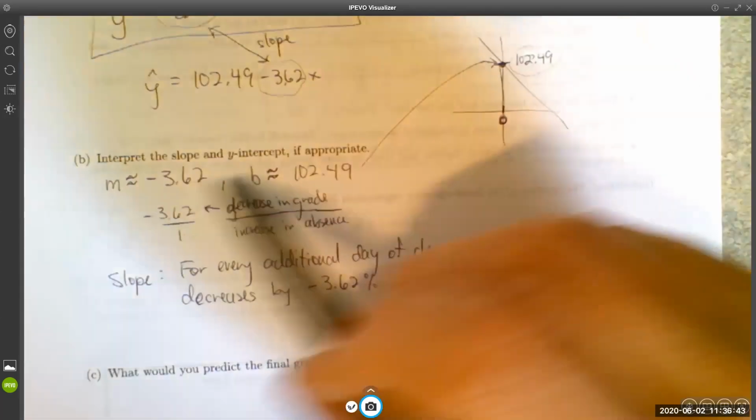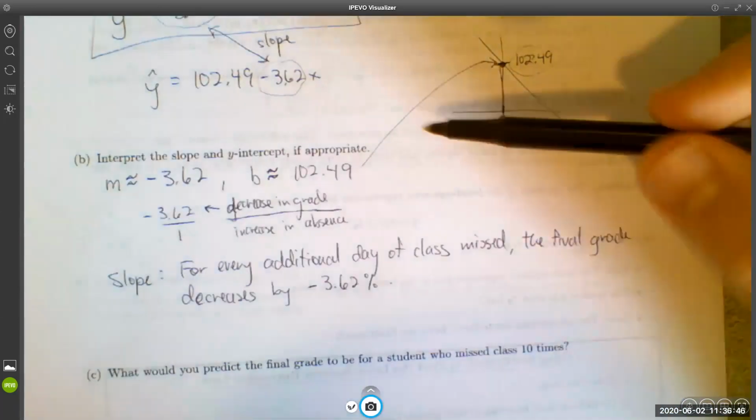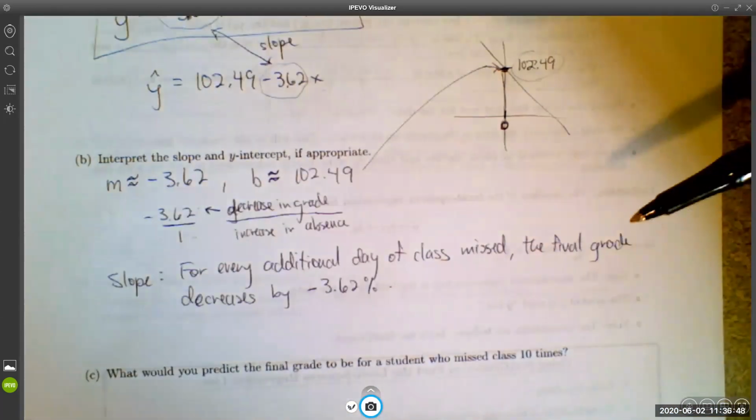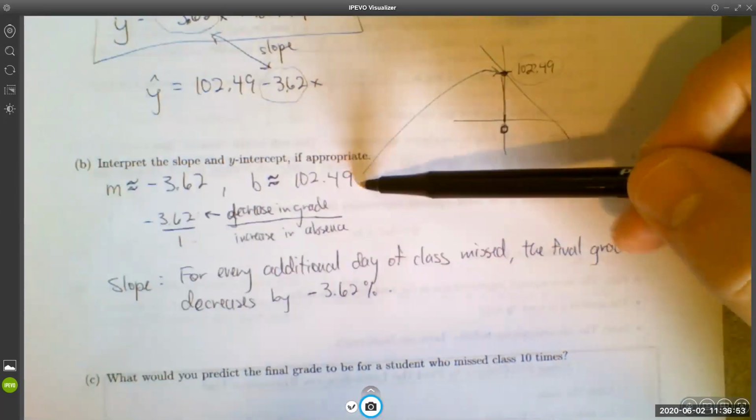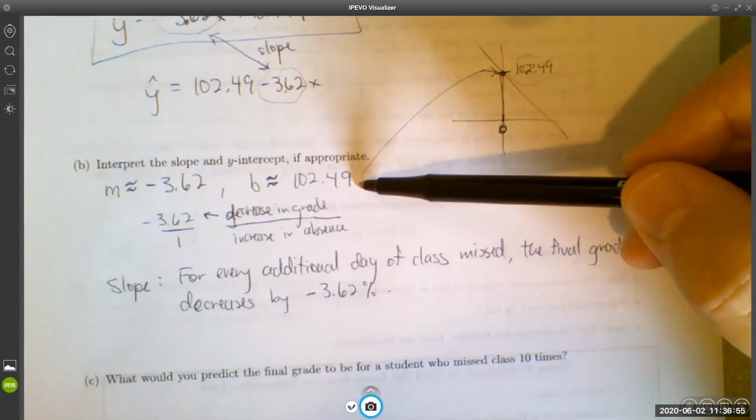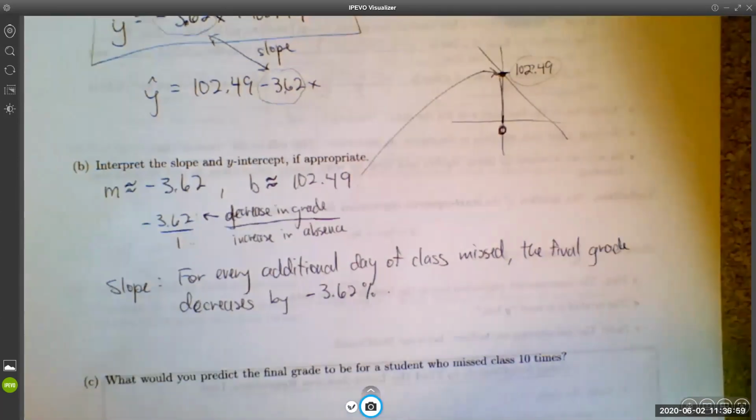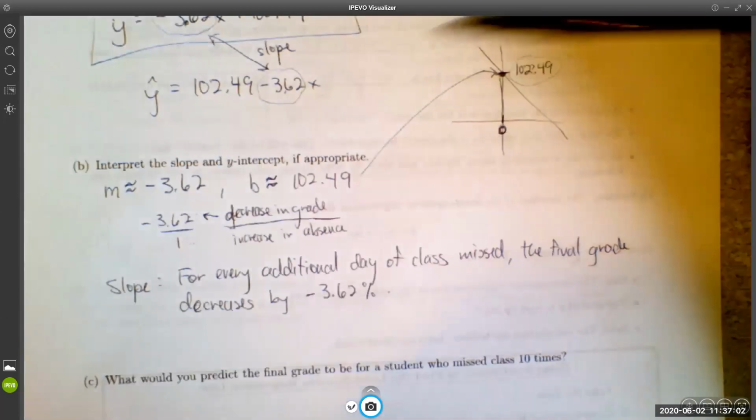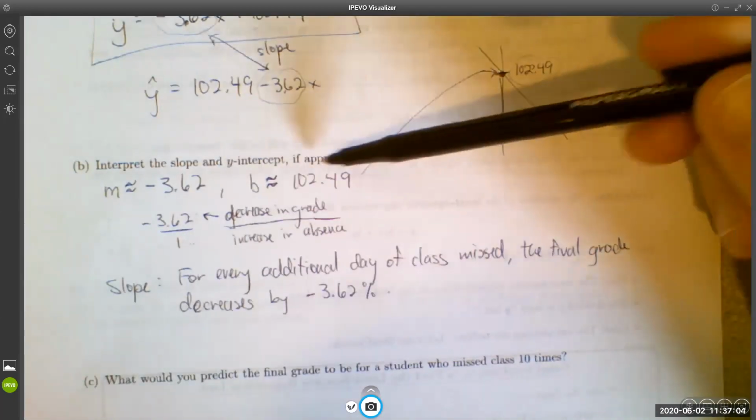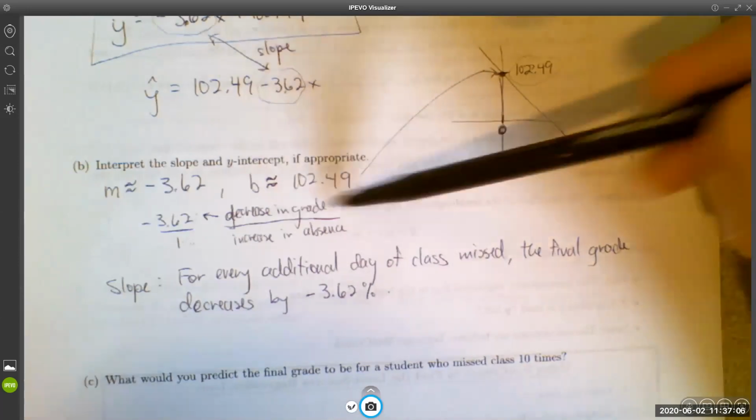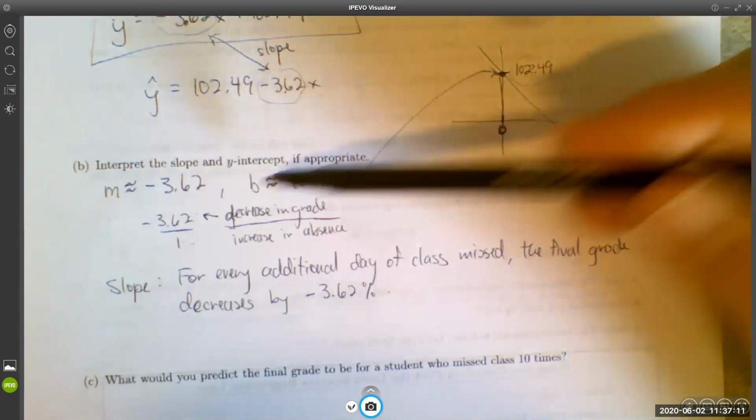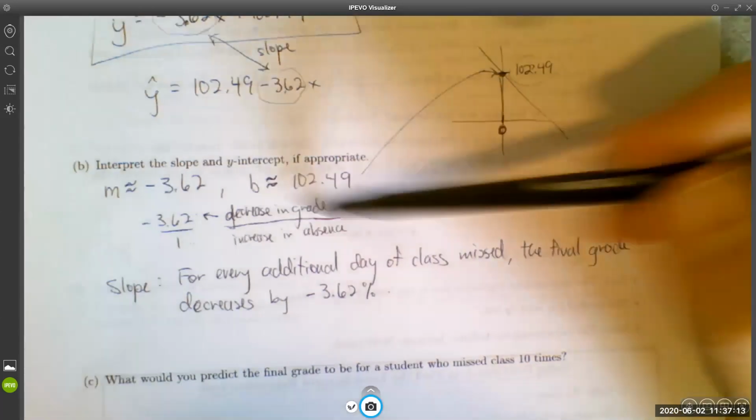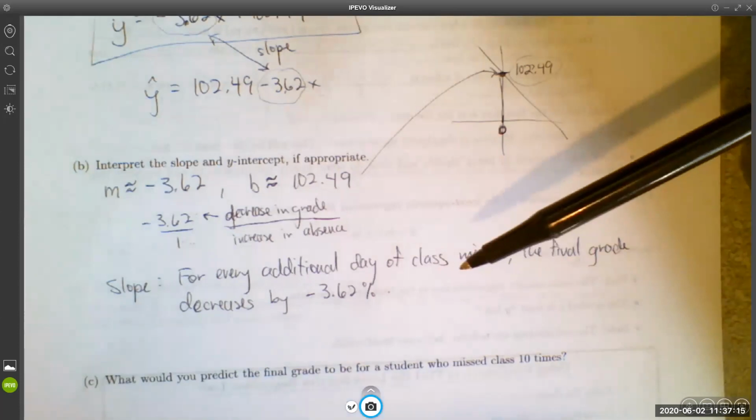Now it says, interpret these things if appropriate. The reason it's saying if appropriate is because it's not always appropriate to interpret the y-intercept, and this is a clear case of that. You're not going to get more than 100% in a class, unless there's a lot of extra credit, which is possible for some instructors. But most of the time, you're not going to be able to get above 100%. So obviously, this is an inappropriate thing to interpret.